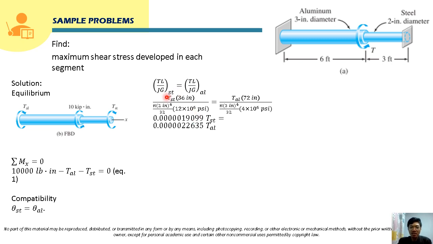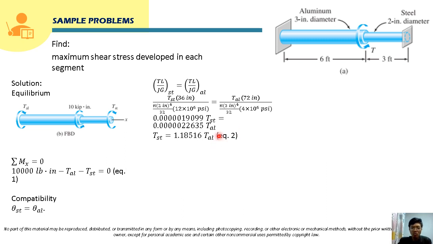So simplifying this, this will become 0.0000019099 TST is equal to, for this, 0.000000222635 TAL. So solving for TST in terms of TAL, dividing both sides by this coefficient, this will now become 1.18516 TAL. So this will now serve as the equation 2.